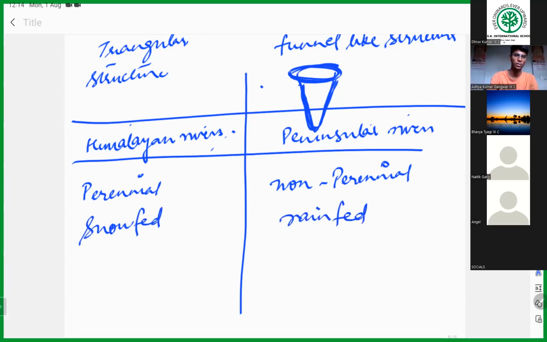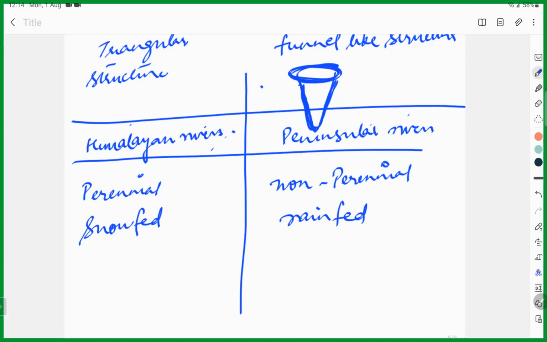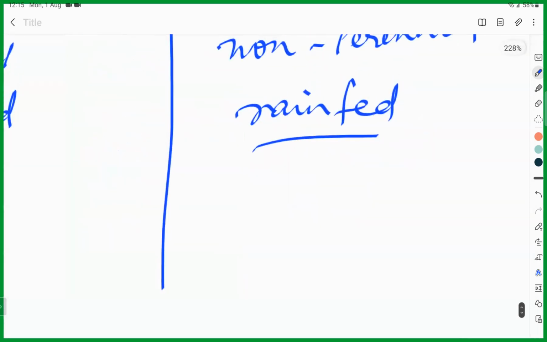Am I clear? Yes, ma'am. Okay. Now, difference between snow fed and rain fed understood? Yes, ma'am. Okay. Himalayan rivers move only in one direction, towards the east, and finally meet the Bay of Bengal. Whereas in peninsular rivers, there is a difference in the direction in which these rivers flow. Two rivers of the peninsular region flow towards the west, the remaining four move towards the east, right? This is the difference.